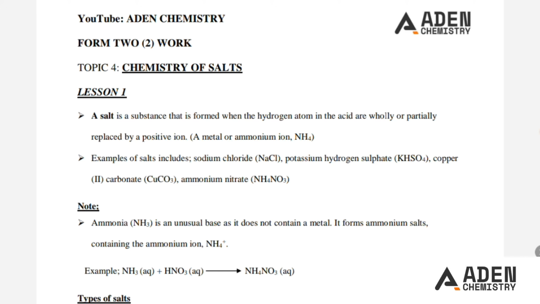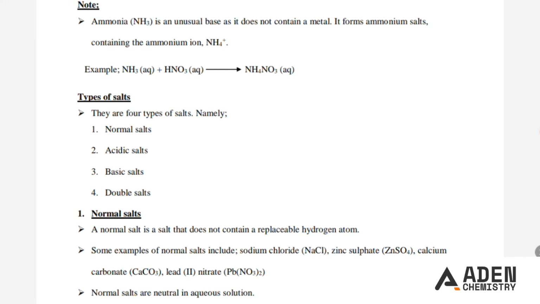Example: when we have ammonia solution, or aqueous ammonia or ammonium hydroxide, and it dissolves in nitric acid, what we are going to get is ammonium nitrate solution. So this ammonium nitrate is a salt. Next, let's proceed and see the different types of salts.